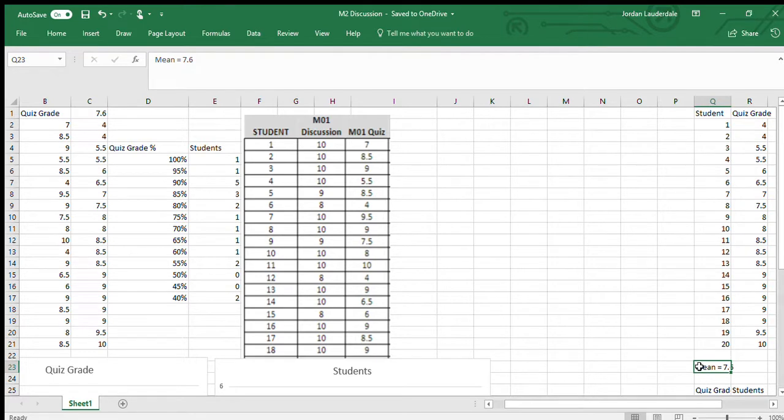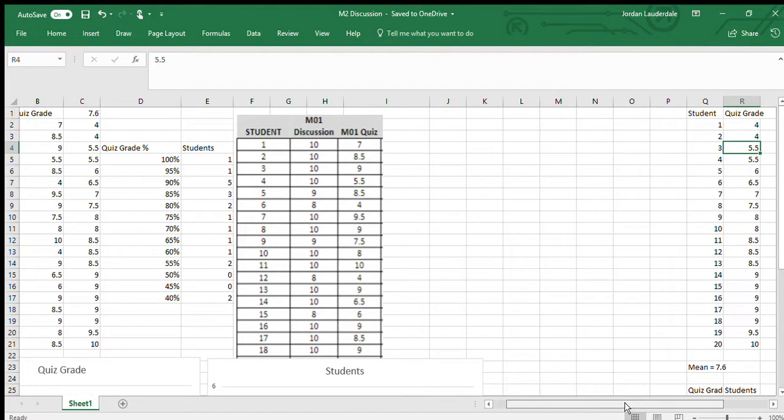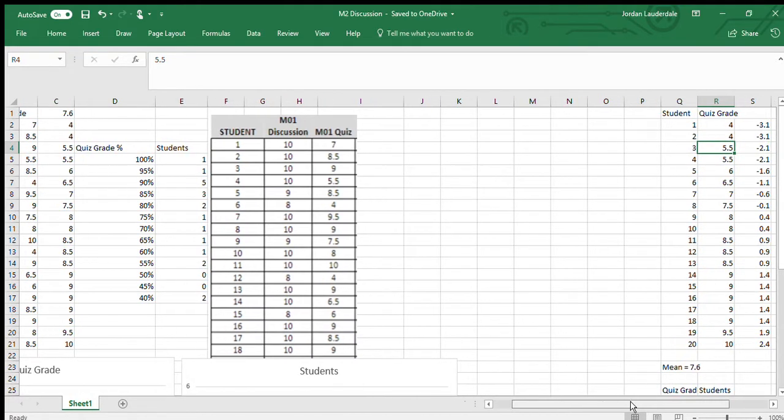And with that number, the 7.6, we're going to find the difference between each of these individual values and the mean to show us how far each specific student was away from the average, which is going to show us how descriptive the average actually is of the group. Because when you hear the word average, you think, okay, then that's going to describe the average student, but we're going to see how far away the actual student actually is from the average.